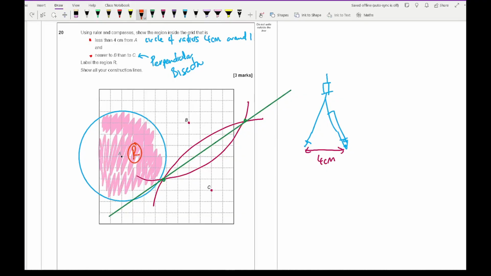So in other words, to get the full marks, what we need to do, and we need to make sure we don't rub out your construction line, so make sure it looks like this. So we're looking for the area that's above the straight line, but inside the circle.